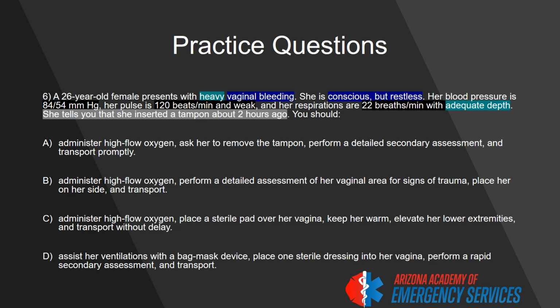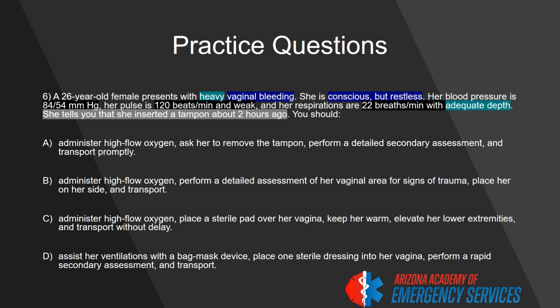So we keep reading, and we know that her respirations are 22 breaths per minute with adequate depth. Adequate depth is a key word describing her respirations, and that's a good finding. We know this patient is in shock with heavy vaginal bleeding, which means we need to intervene immediately. But at least we know that she's conscious and that her breaths are 22 breaths per minute with adequate depth. The fact that she tells you she inserted a tampon about 2 hours ago would be an example of secondary information. It doesn't necessarily play into us finding the right answer.